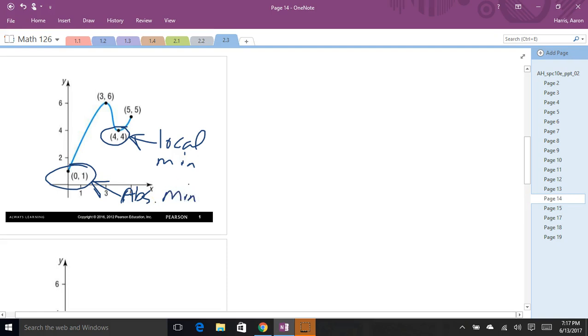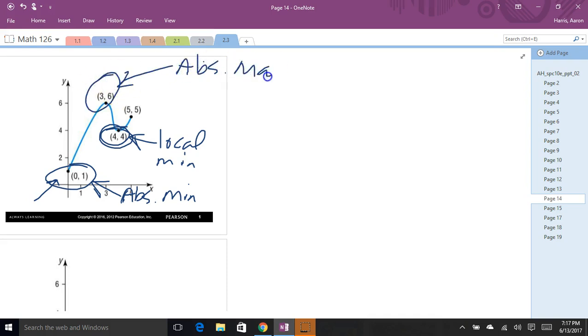An absolute min can occur on a closed interval. Local mins are only on an open interval, so you cannot have a local min right here at an endpoint. So this is only an absolute min. This one up here is only a local min. Now, do you have an absolute max? Yeah, that's the highest point right there. That's the absolute max. This 5, 5 is not a local max. Remember, a local max or local min cannot occur at an endpoint because they're on an open interval.